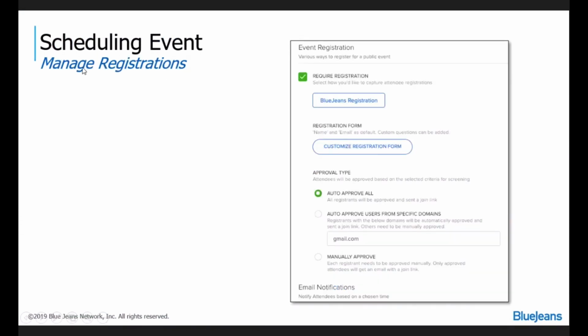So let's go ahead and look at this managed registration now that our event is actually scheduled and we've invited all of our participants. One thing that I did not mention is you can use BlueJeans to manage your registration, but you do not have to. You can use a third party to manage your registration for your event. Now, if you choose to do so, please contact support so that you can get more information and that you do that properly. But in this example here, we are using BlueJeans to manage this registration.